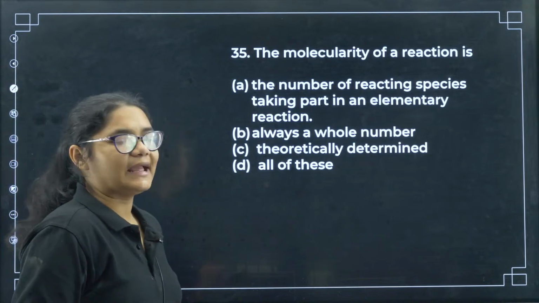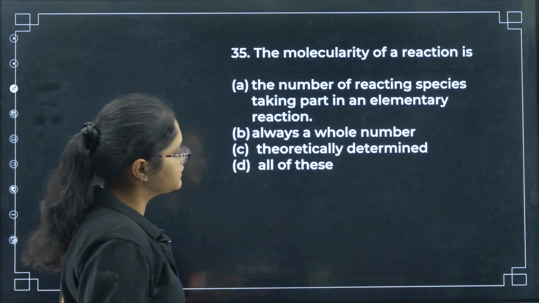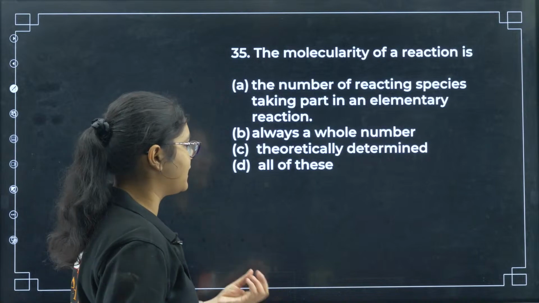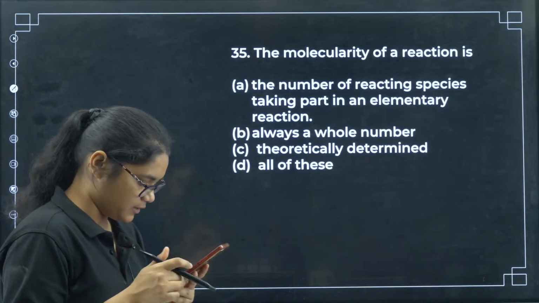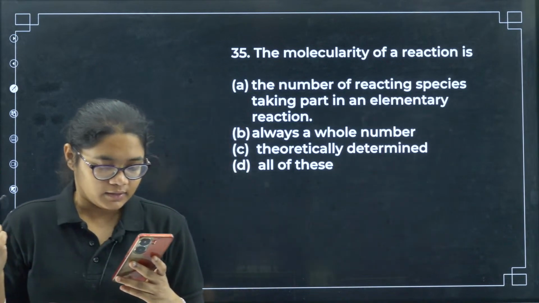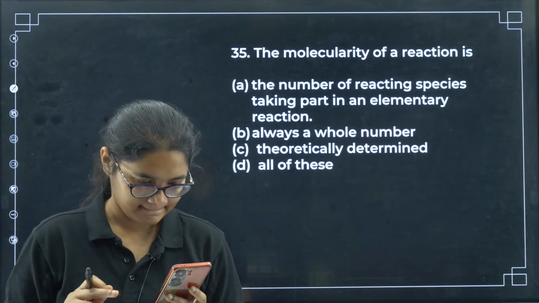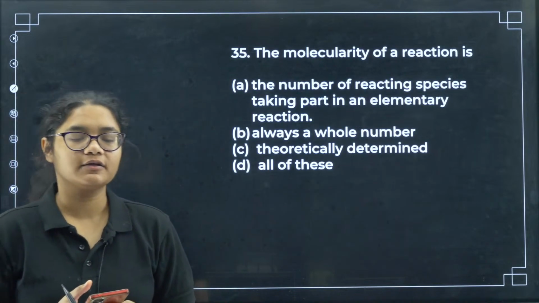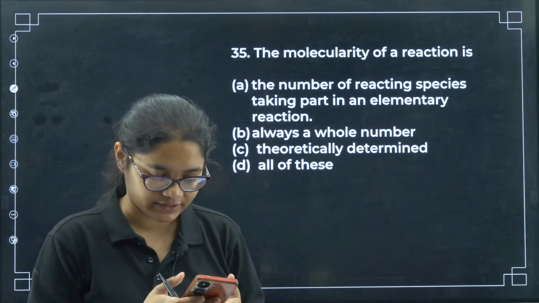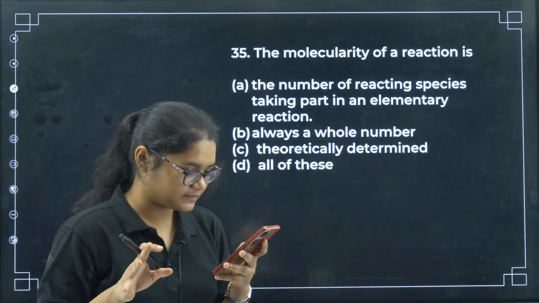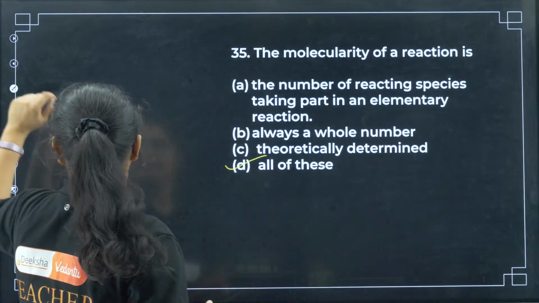Next, the molecularity of a reaction is the number of reacting species taking part in an elementary reaction, always a whole number, theoretically determined, all of this. What is the correct statement regarding the molecularity of a reaction? 35, direct. If you have written molecularity and order differences, then you must know all of these points. That is a very probable question about the difference between the molecularity and order. Yes, 35 D is the correct answer. All of these are correct.